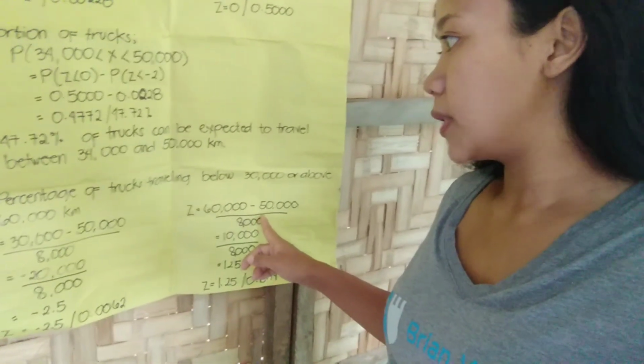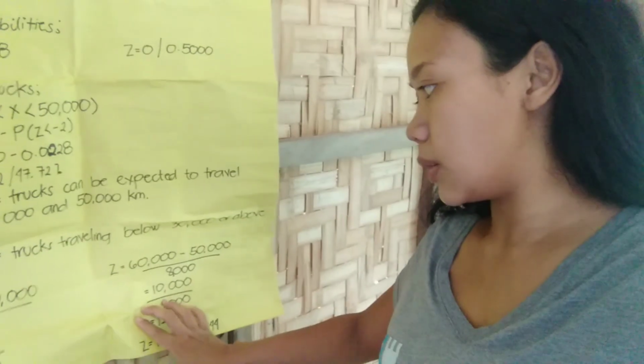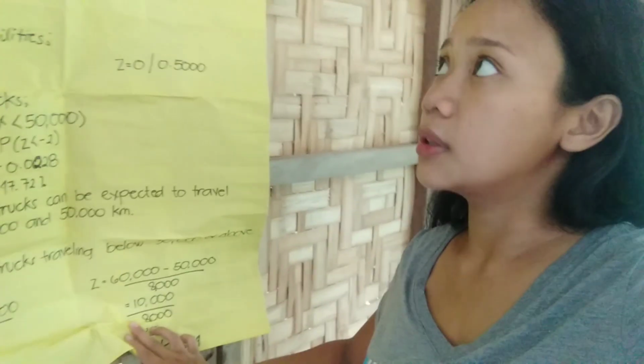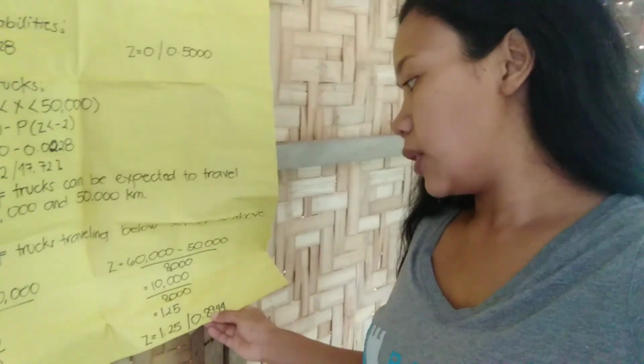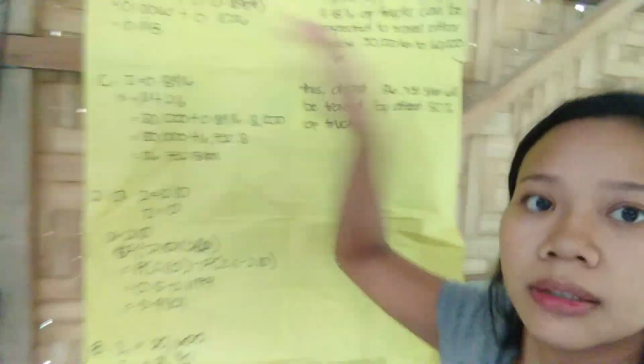The second percentage we need to get is 60,000 minus 50,000, which equals 10,000. So divide it by the standard deviation, which is 8,000. It equals 1.25, or 0.8944. So P of x below 30,000 plus above 60,000, z of negative 2.5 plus 1.25.